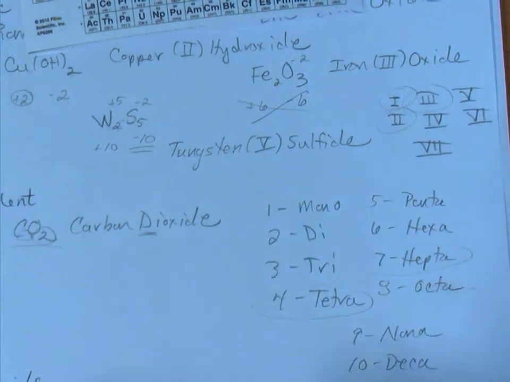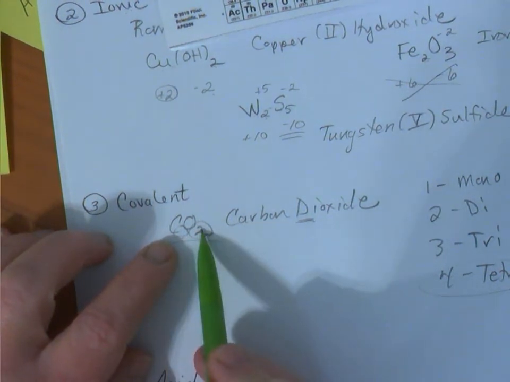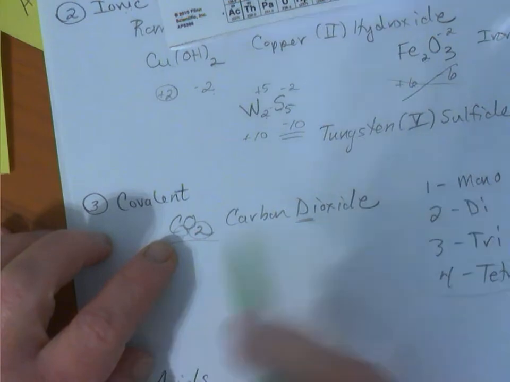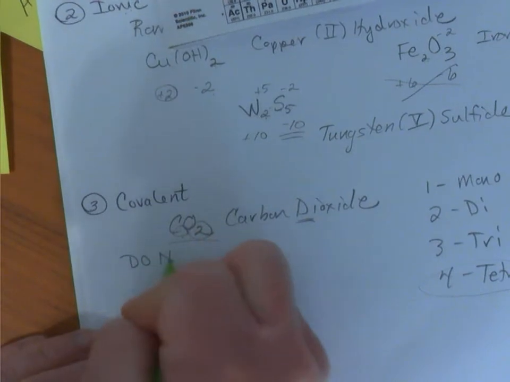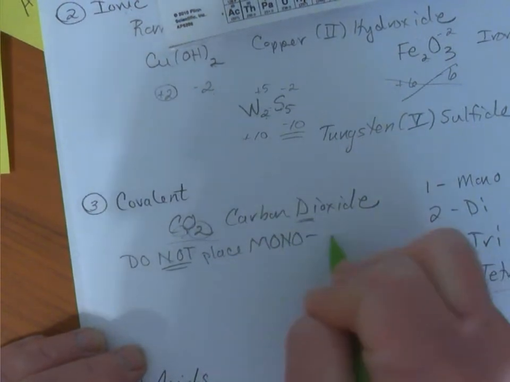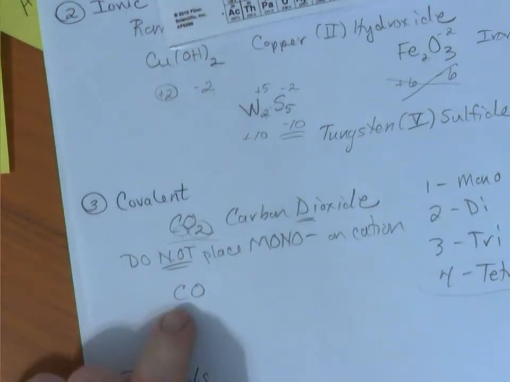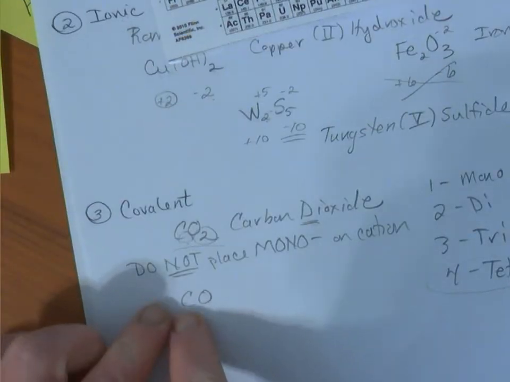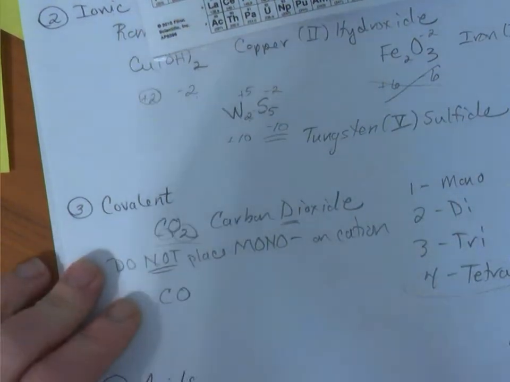All right, so all we have to do is interpret the formula. Okay, there is one catch. Why aren't we using mono with carbon? Why isn't it monocarbon dioxide? Well, for some reason, we do not use mono on the cation. So do not place the prefix of mono on the cation. However, we do use mono with the anion. So the anion will always get a prefix. The cation gets a prefix except mono. Ugh, so frustrating, huh? But we have to know that.